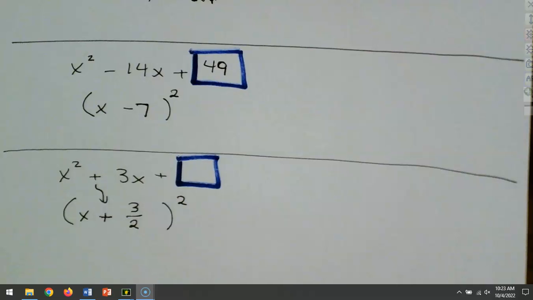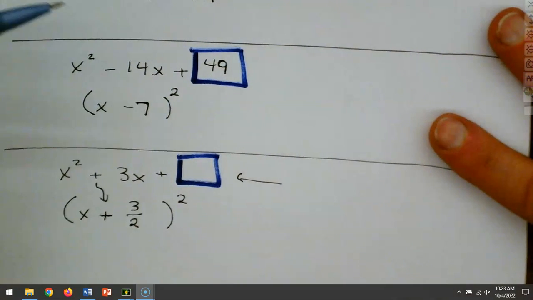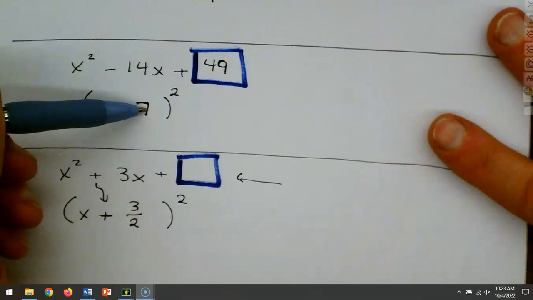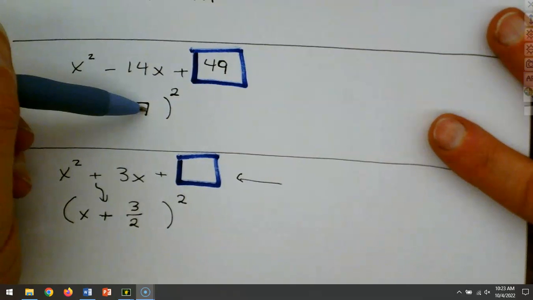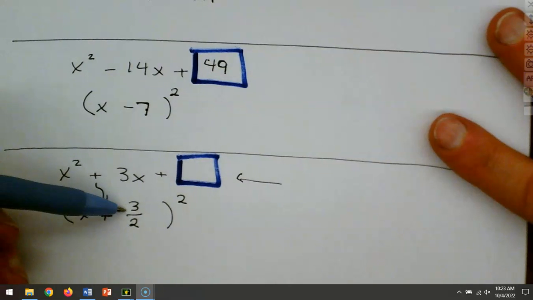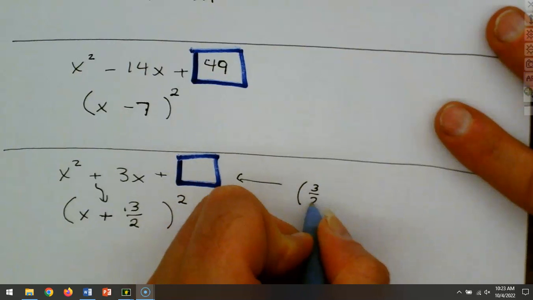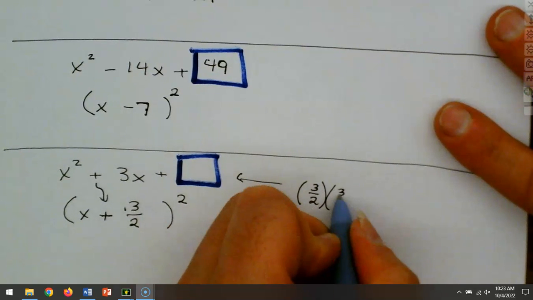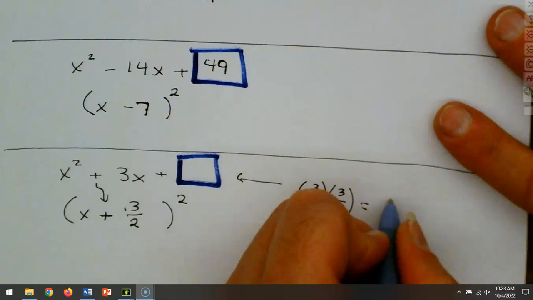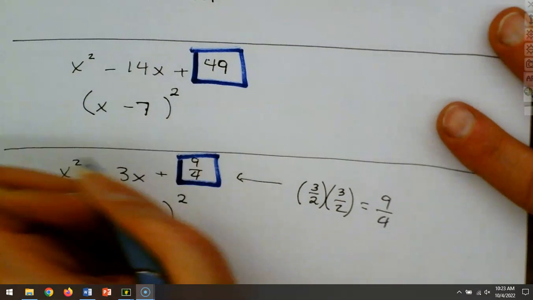Okay, now, what's going to go in the box? Well, what do we do with the 7? We squared it, and we got what? 49, right? How do we square a fraction? Write it out twice and multiply. So that's 3 halves times 3 halves, which is then 9 fourths. So that's going in the box. It's 9 fourths.